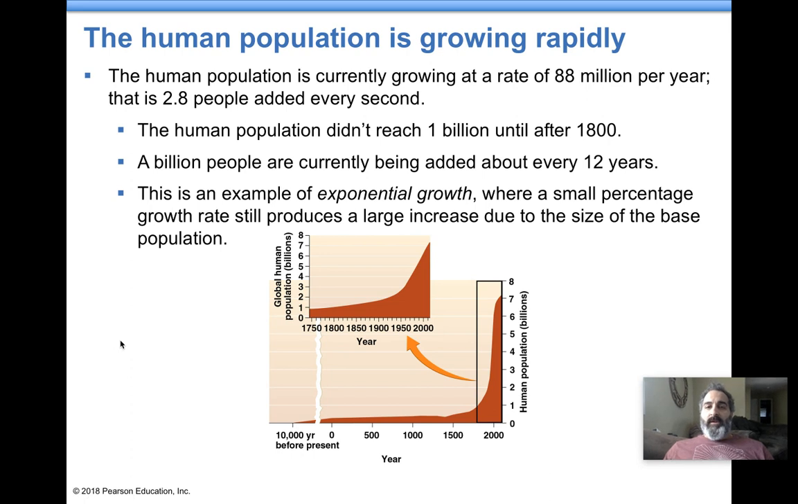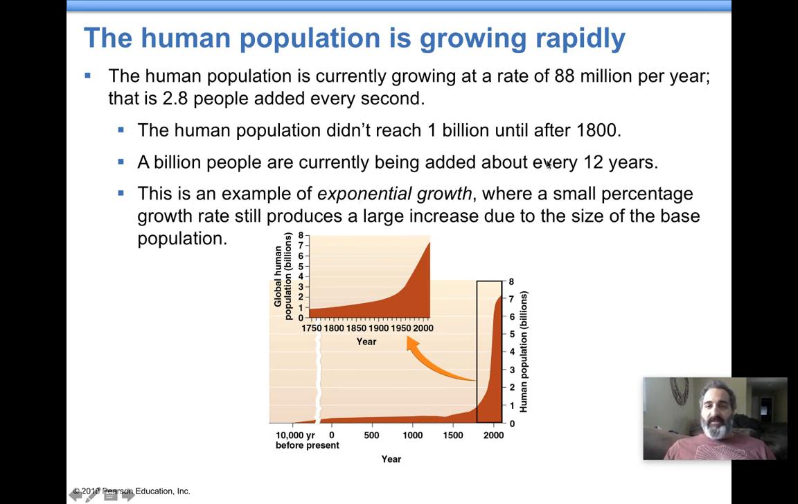So here's the deal. Here are some statistics, and it's talking about exponential growth. First off, about 88 million people per year are born in the world, basically. So about every second, 2.8 people are born. Almost three people every second are born in the world.